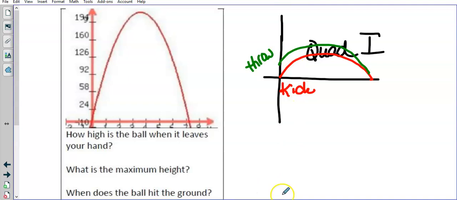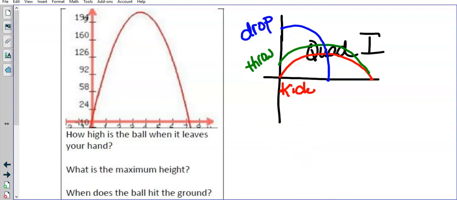And then the other thing that you might see is a drop. So like maybe you're way up here in a second story window, and you're dropping something from that window. So these are the typical types of problems we're going to see.